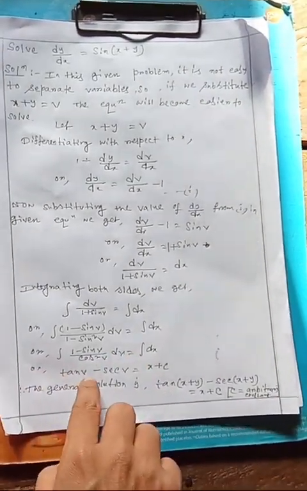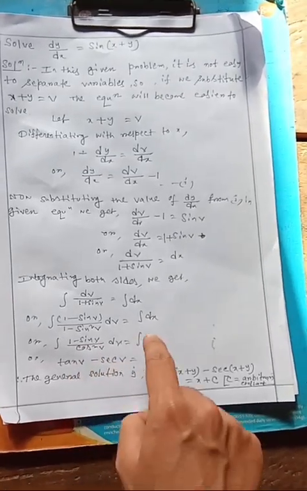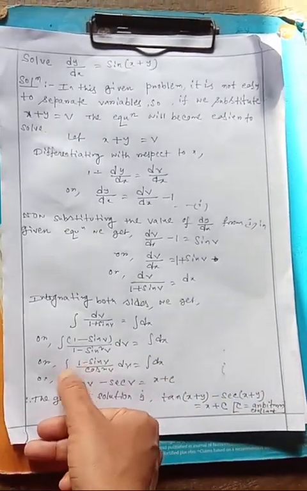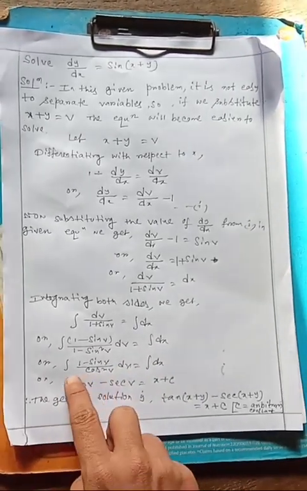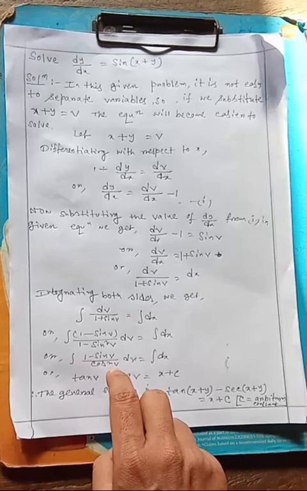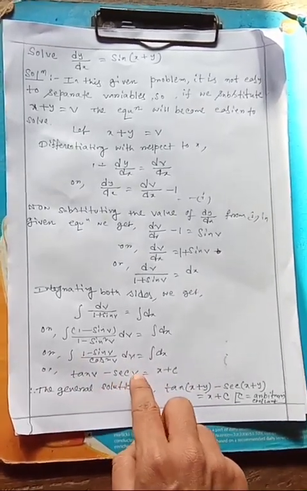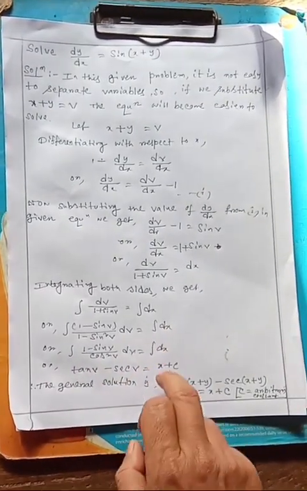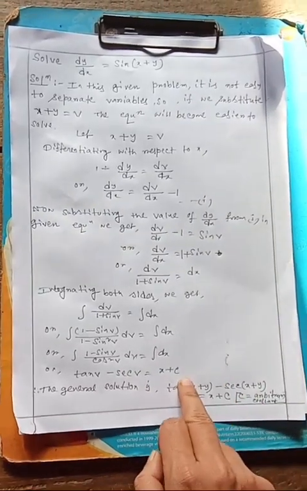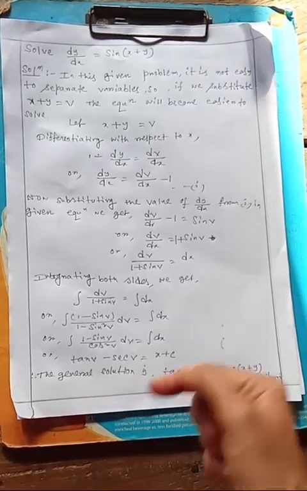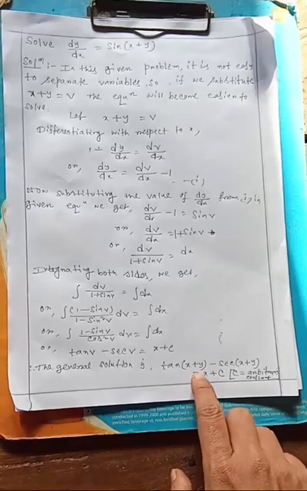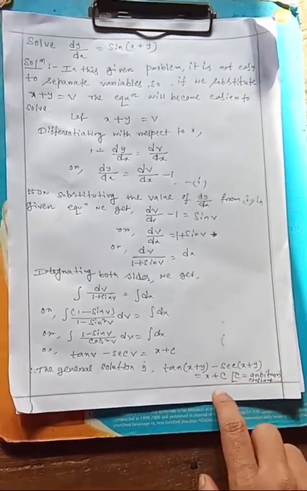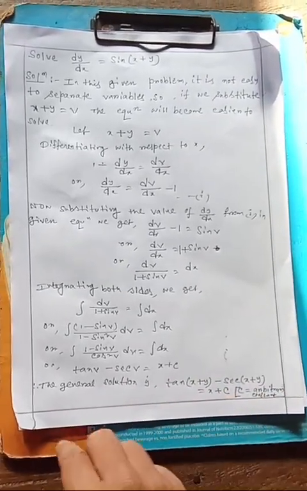Solving this part, we will get tan v minus sec v is equal to x plus c, because integration dv by cos square v will give us tan v, and minus integration sin v by cos square v dv will give us minus sec v, and integration dx will give us x, and c is our integration constant, which is an arbitrary constant. So the general solution, substituting x plus y instead of v, is tan of x plus y minus sec of x plus y is equal to x plus c. This is our required solution. Thank you.